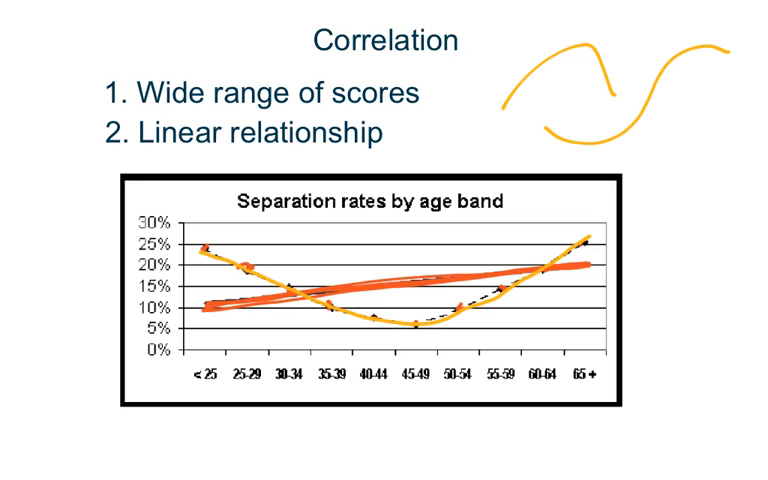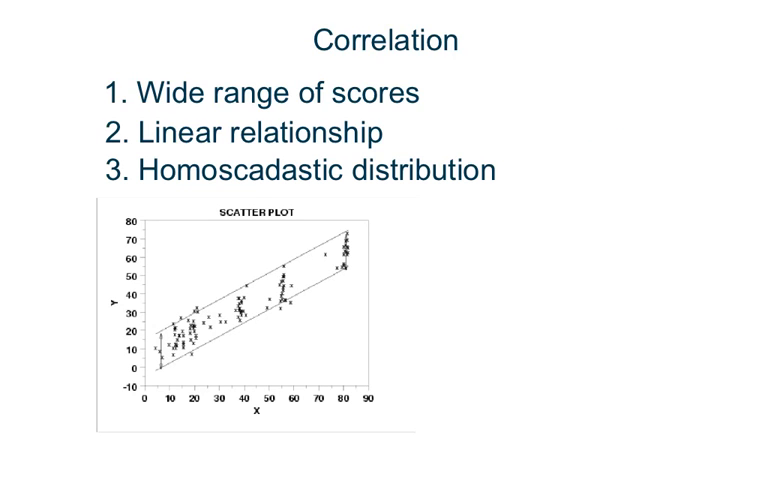And that last requirement for a valid correlation coefficient is that we have a homoscedastic distribution. That's quite a mouthful, I get it. Let me just explain what a homoscedastic distribution is. A homoscedastic distribution means that the variability in y, that is, the spread between the highest and lowest values of y at one end of the x-axis, remains fairly consistent across the whole range of the x-axis.